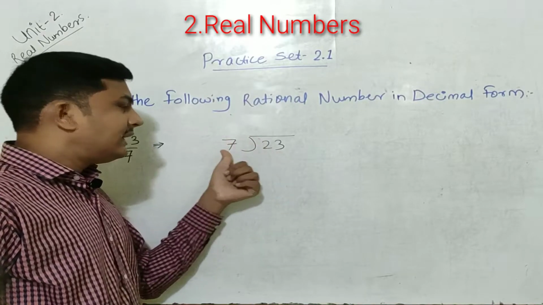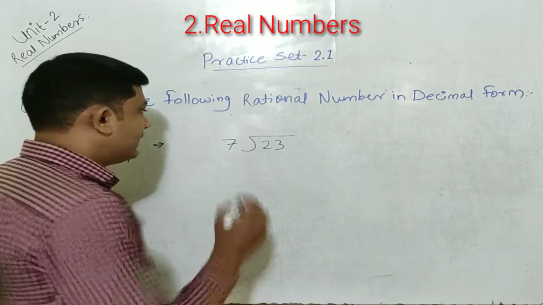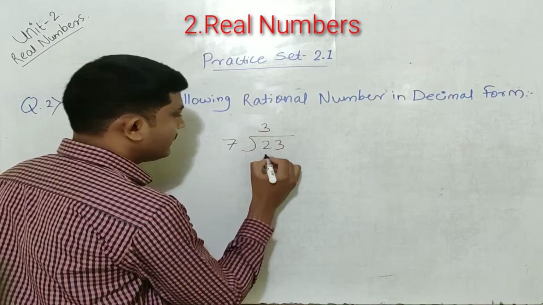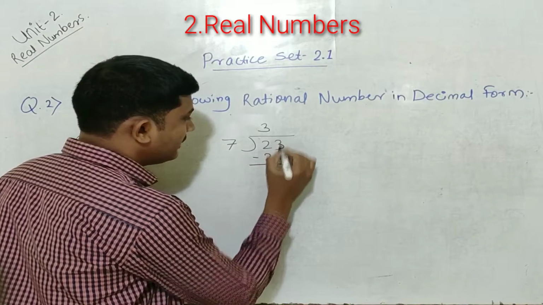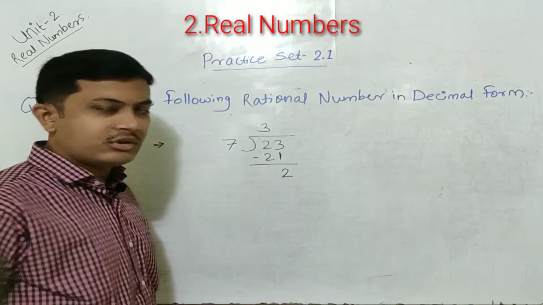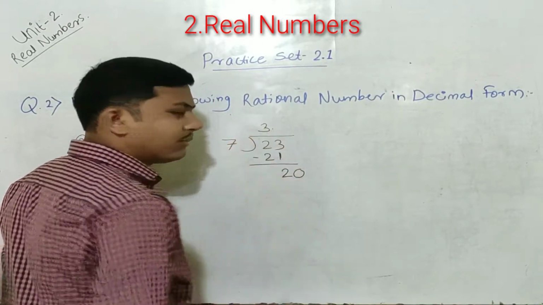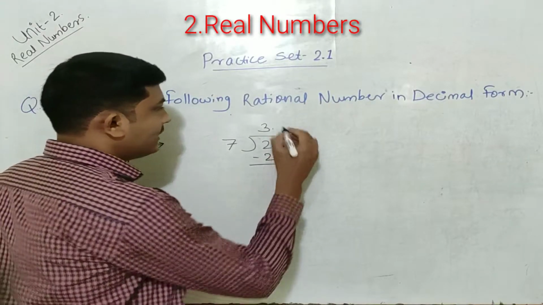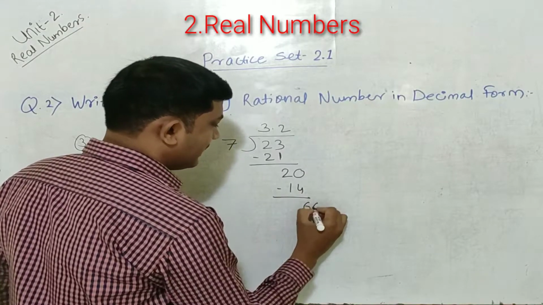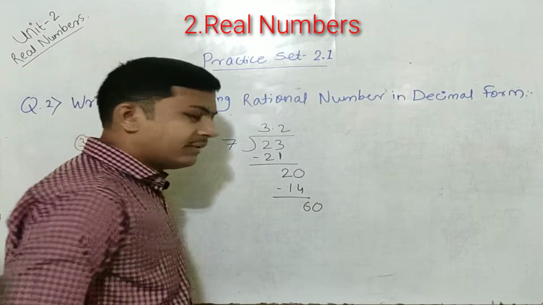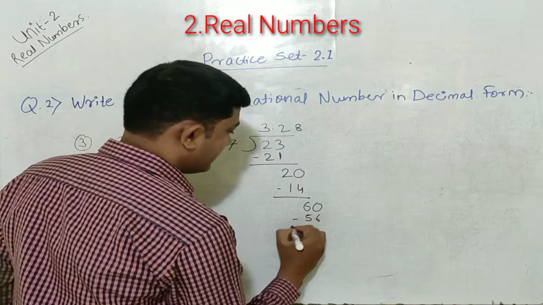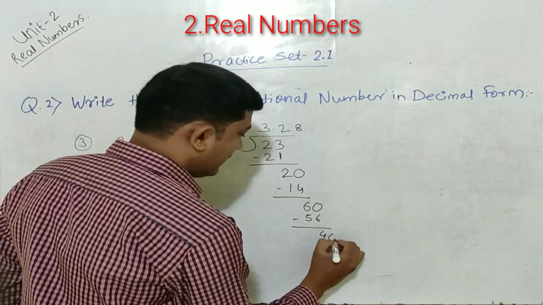Here dividend is greater than divisor, so we will take direct division, that is 7 1s are 7, 7 2s are 14, 7 3s are 21. Remainder is here 2. Here 2 is less than 7, so division is not possible. Take here 0 and give here decimal point as per the division rule. Then 7 2s are 14, remainder is here 6. Again take 1 0, 7 7s are 49, 7 8s are 56, remainder is here 4.